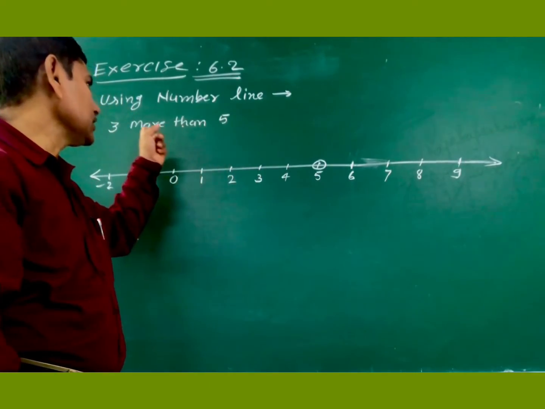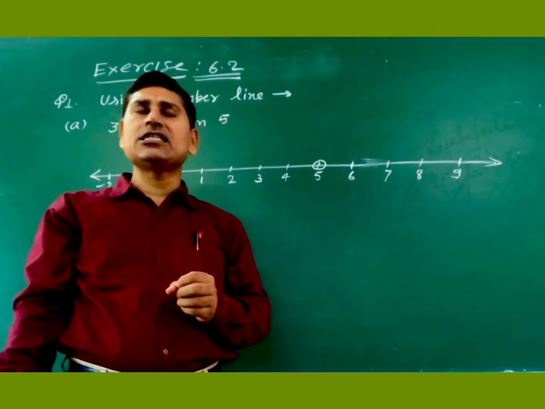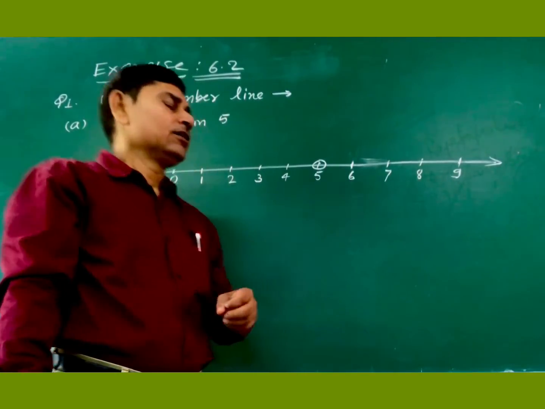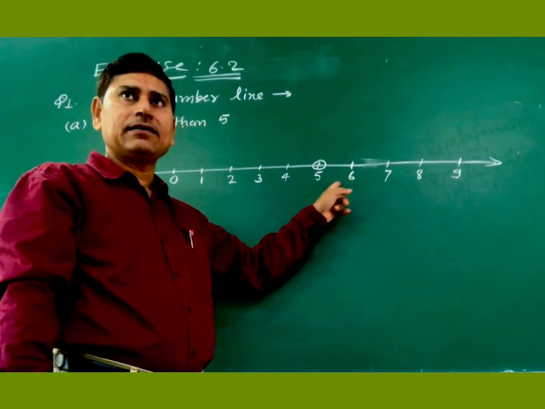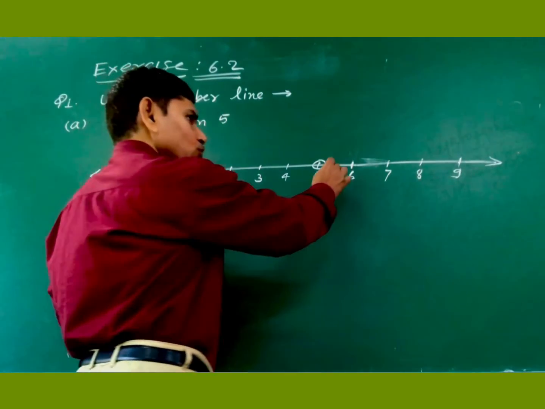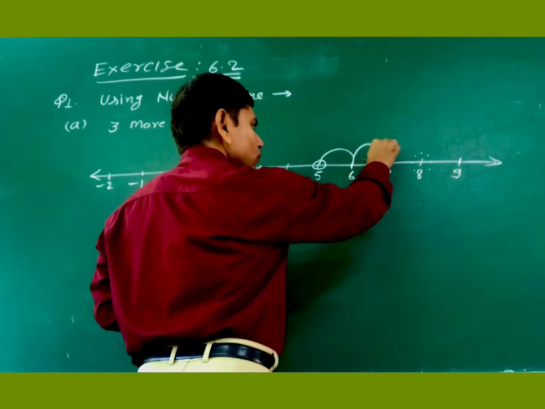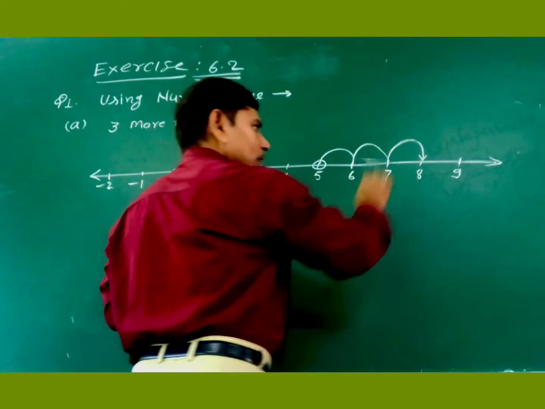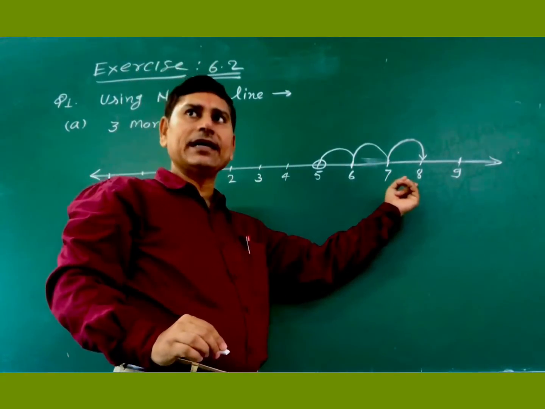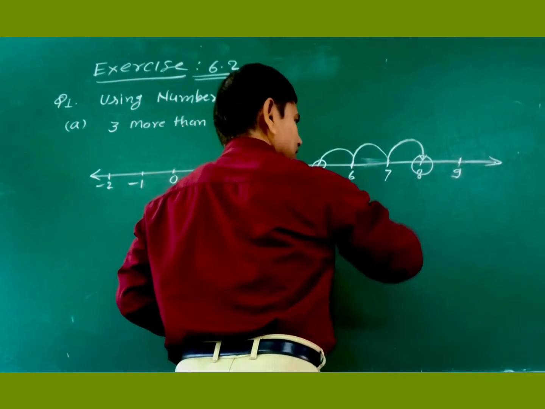After that the question says 3 more, and the meaning of more in mathematics is plus. So you add 3 to this 5, meaning you can count. This is 1, this is 2, and this is 3. So this is your requirement. What will you get here? 8. So this is your answer.